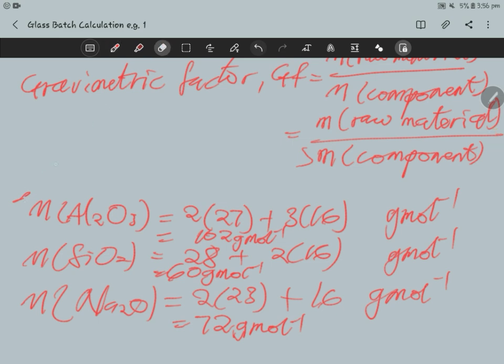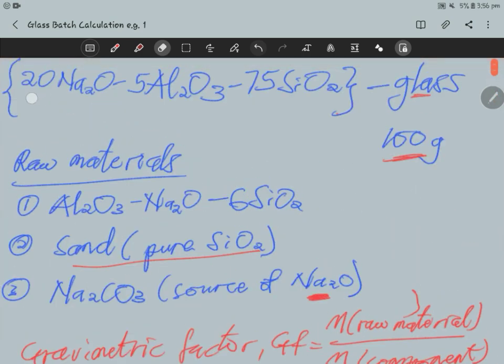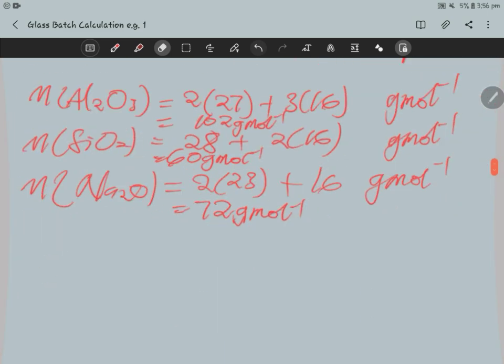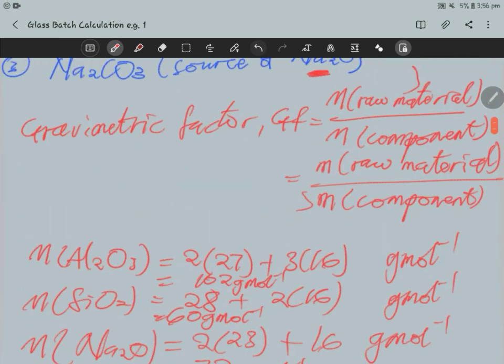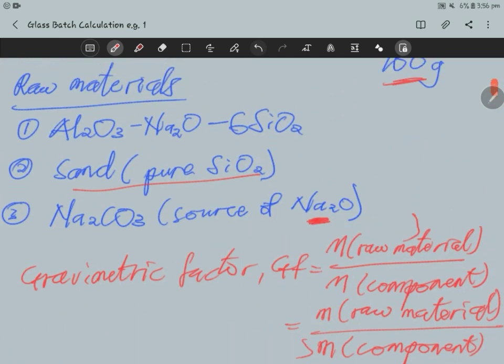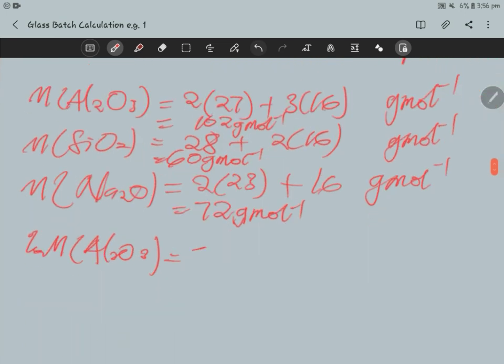Okay, so now that we have their percentage, this is actually their molecular mass, but the one thing we have to do is to find the percentage molecular mass, which is the percent that they have in the actual glass multiplied by their molecular mass. So you can write it this way: percentage molecular mass of the Al2O3 is the percent in the glass. The percent of Al2O3 is 5%, so that's 5% of its molecular mass, which is 102.